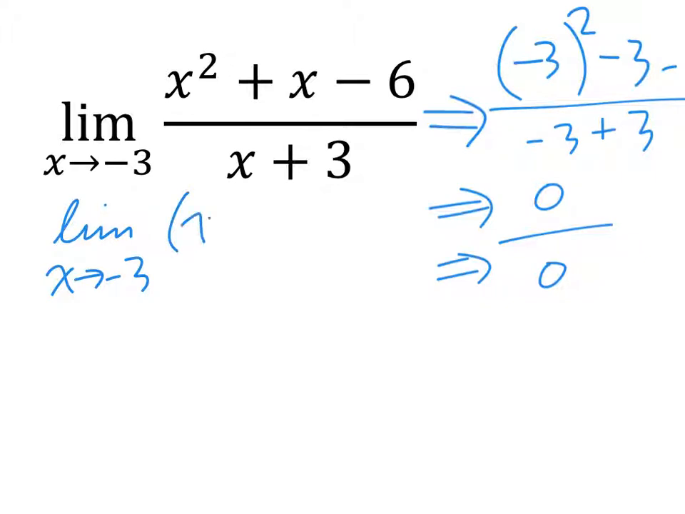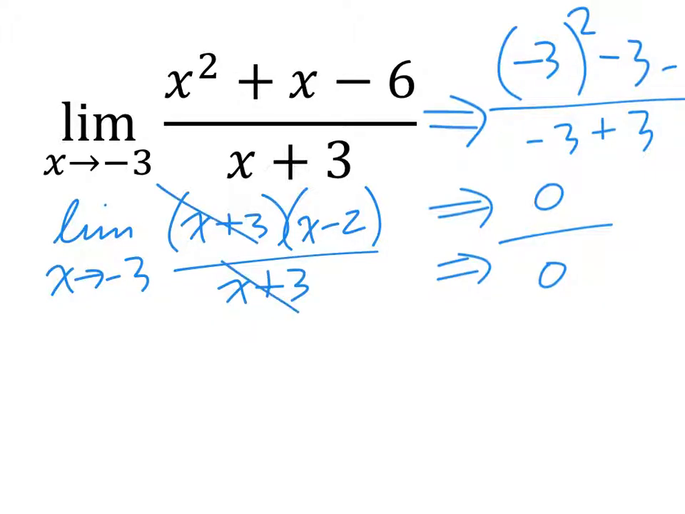Okay, so that's going to be x plus 3 times x minus 2 over x plus 3. And what we can see is that this factor cancels. Keep the limit because you didn't substitute yet. You always have to keep it until you substitute. So limit as x goes to negative 3 of x minus 2. Now you substitute, so the answer is minus 5.